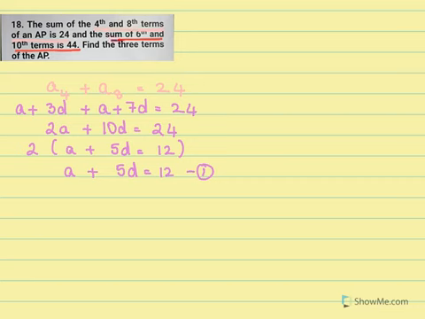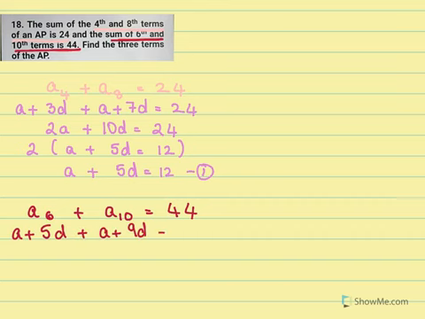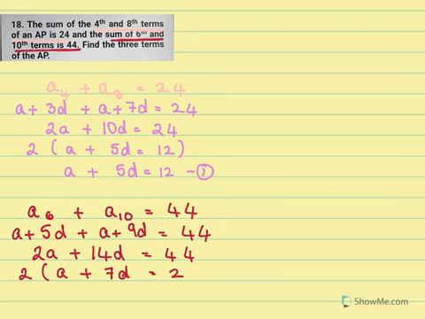Now I go for my second part. They said sum of the 6th and the 10th term is 44. So we have sum of the 6th plus the 10th term, and that was 44. The 6th term we know is a plus 5d, n minus 1. The 10th term is a plus 9d, and that is 44. A plus a is 2a, 9d plus 5d is 14d equal to 44. You take 2 common out, a plus 7d equal to 22. So a plus 7d equal to 22.